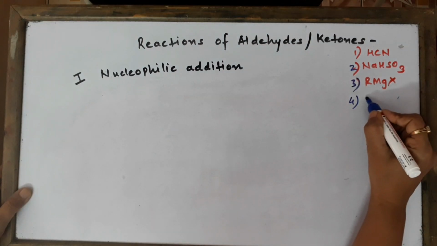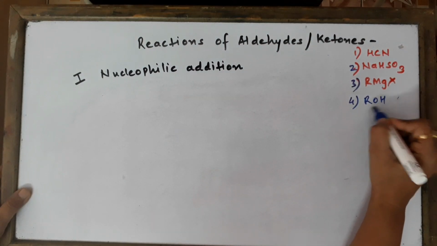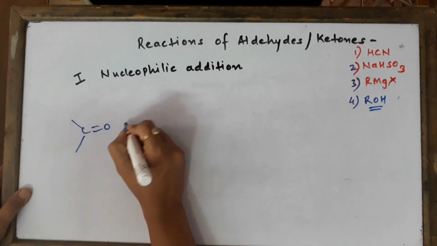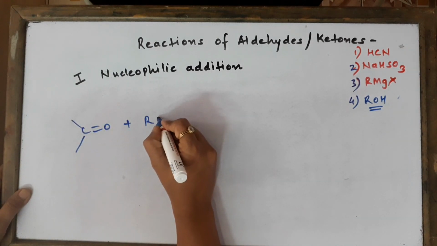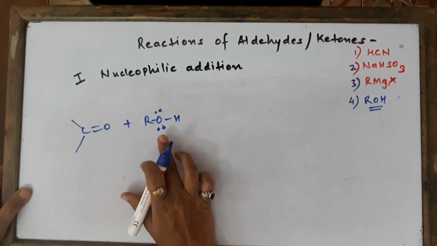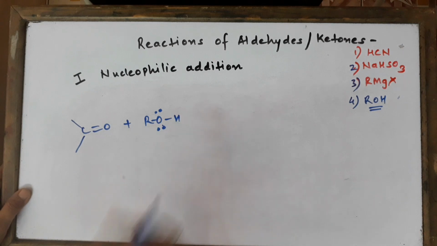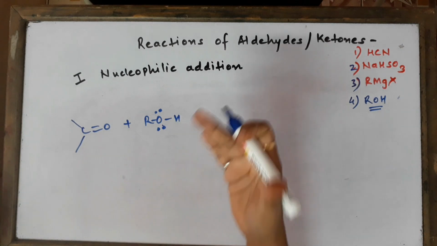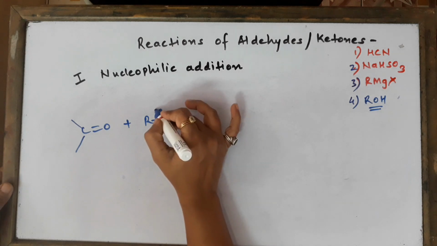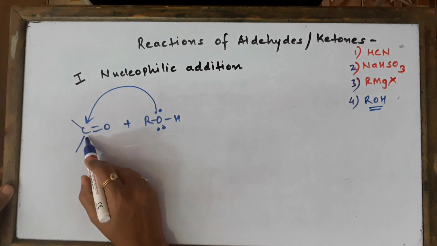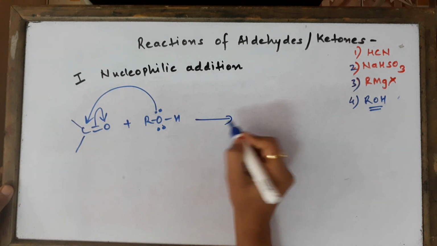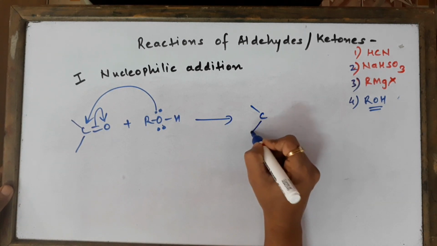Alright, the fourth reagent which we're going to see is addition of alcohols. Okay, take an aldehyde or a ketone and react it with an alcohol. An alcohol is going to be a Lewis base. It has got oxygen with a lone pair of electrons. That means it is an electron rich species. It can act as a nucleophile for you. It attacks. Why? Because this is positive. The delocalization of electrons take place, and we are going to get an intermediate again.